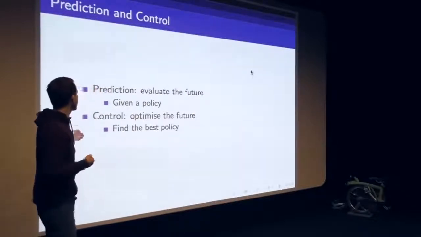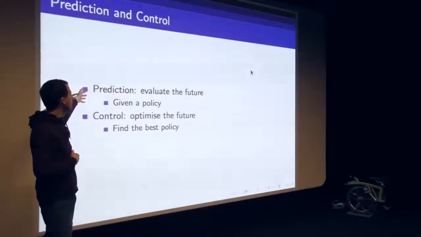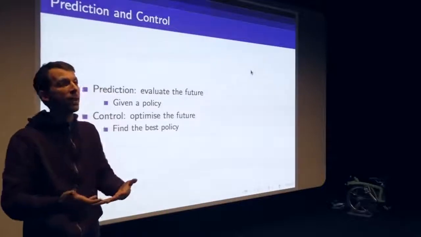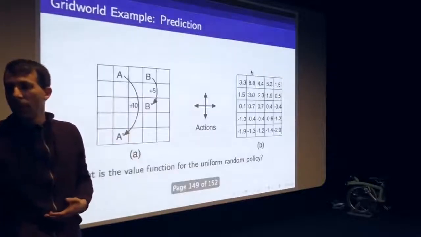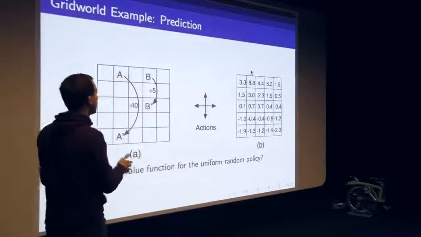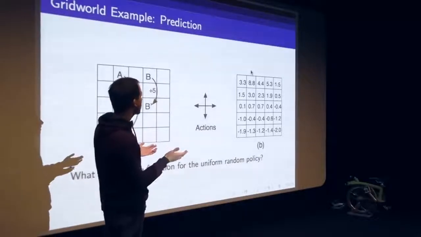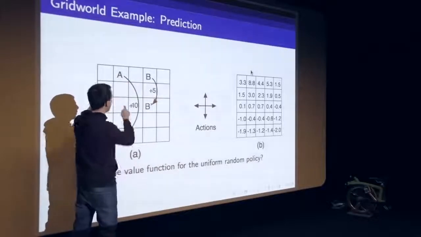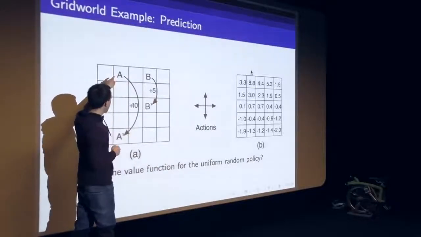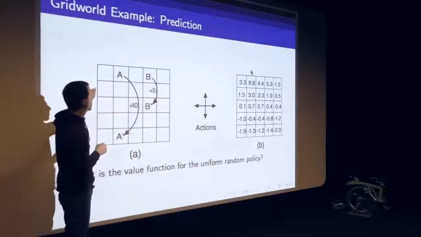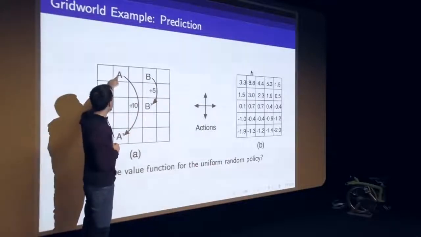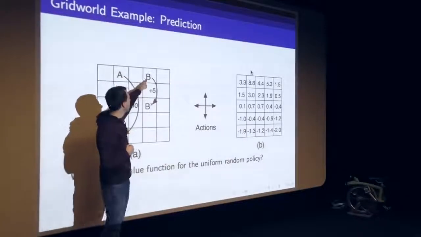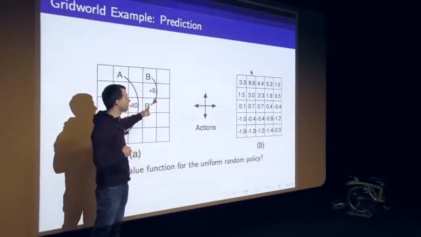And typically in reinforcement learning, we need to solve the prediction problem in order to solve the control problem. We need to be able to evaluate all of our policies to figure out the best one. If we go back to our grid world example, you have an agent moving around this grid world. It gets -1 per time step, but if it goes to A, it gets a +10 reward and teleports to A prime. If it goes to B, it gets a +5 reward and teleports to B prime.